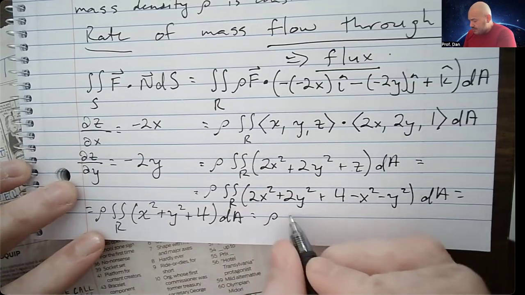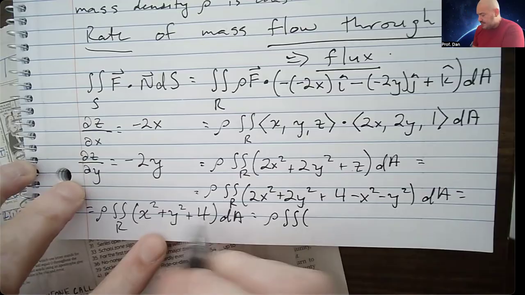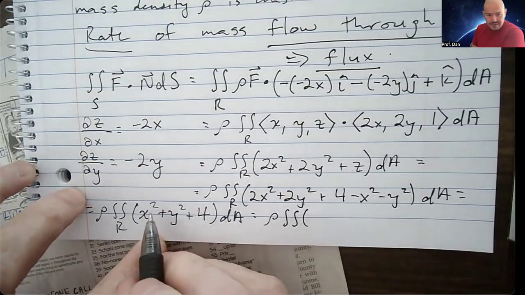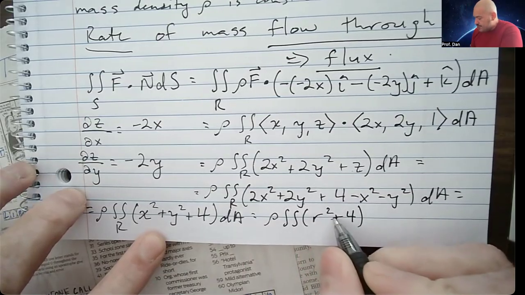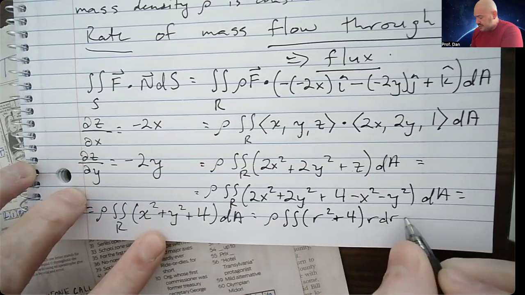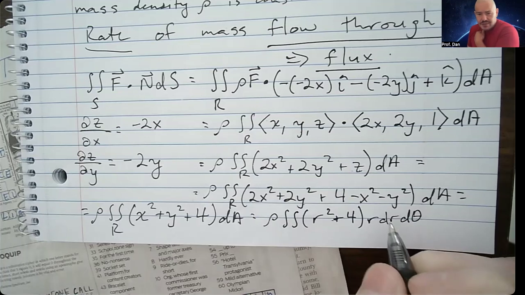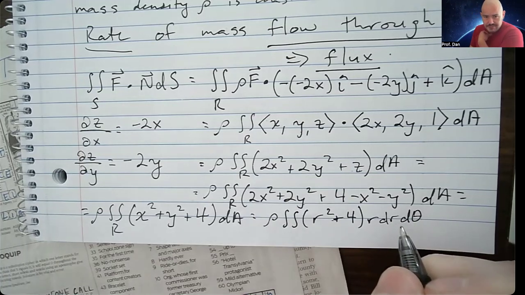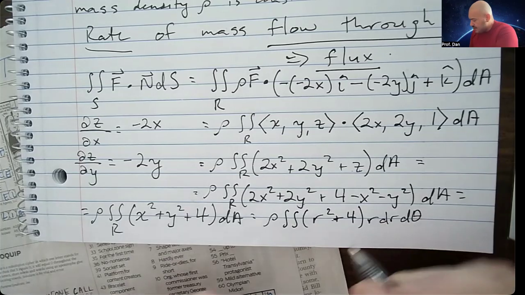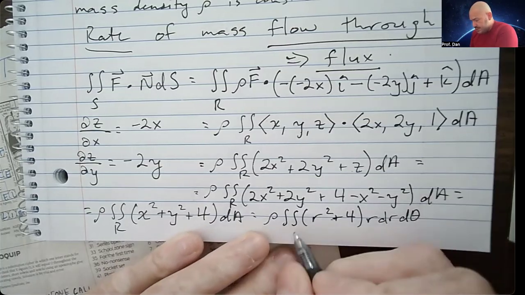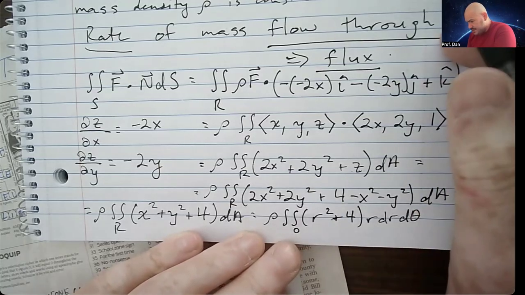So we still have rho. I'm going to put bounds on these, but I do need to replace everything in terms of polar coordinates. So x squared plus y squared can be replaced with r squared. dA, remember, is replaced with r dr d theta, not just dr d theta. And then if I choose to use this order of my differentials, I have to start with the values of r first. So I know that r goes from 0 to, in this case, 4.